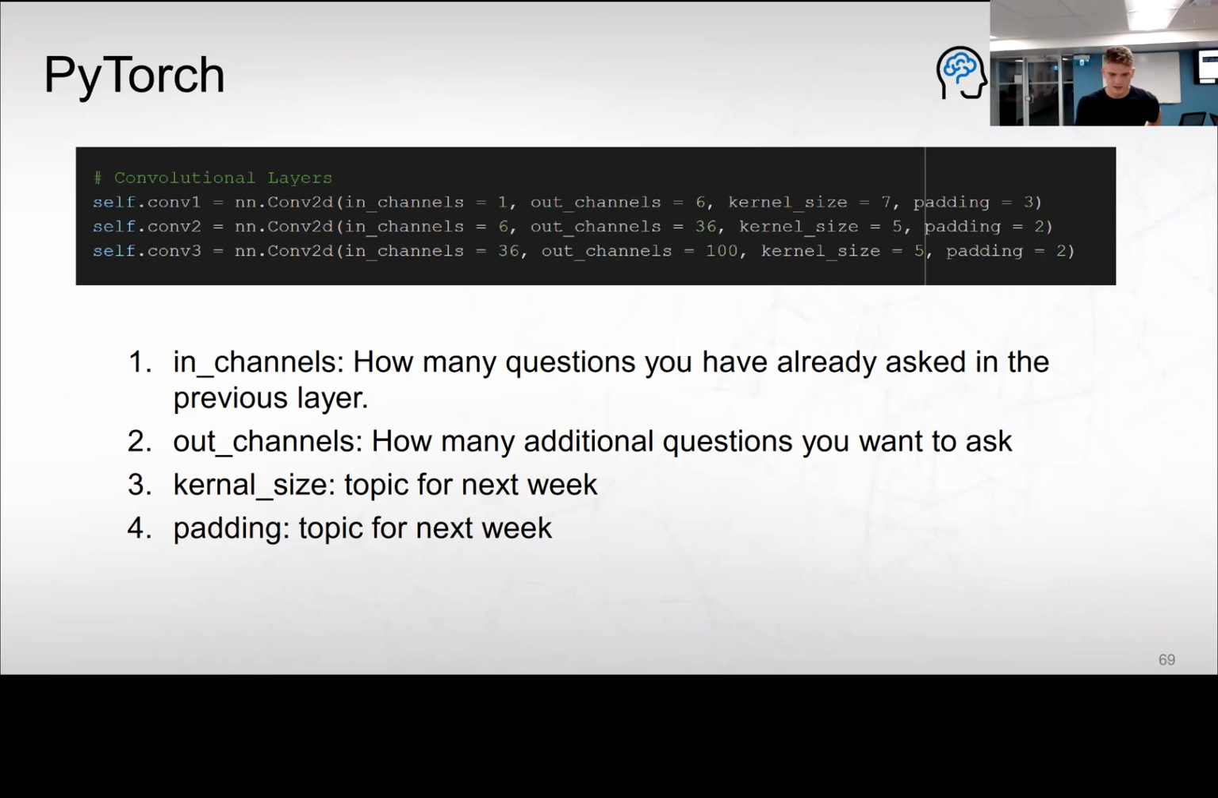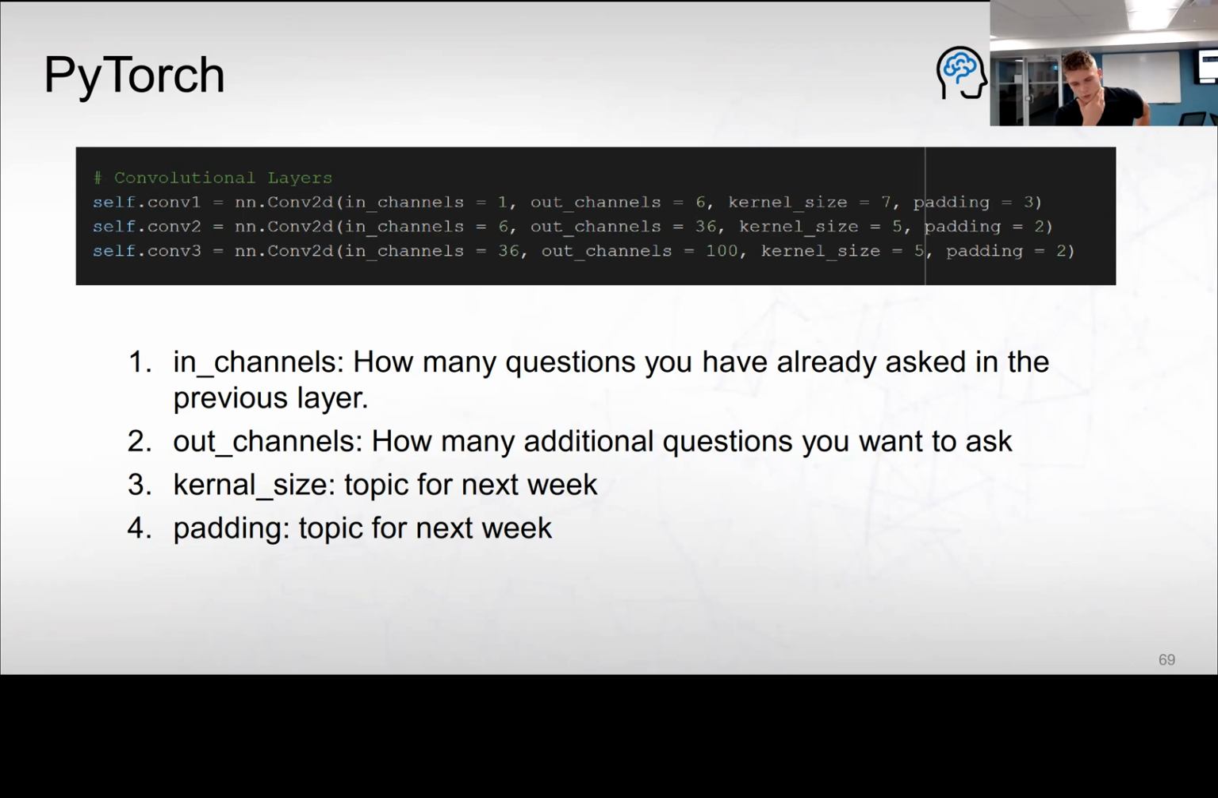So PyTorch, using them right now. This is what we're going to do. We're going to actually write this exactly. This is going to be in our model. So spoiler alert: we're going to have 3 layers in our model. The in channels and the out channels are what I want you to worry about right now. Kernel size and padding is something we're going to tackle in the future.